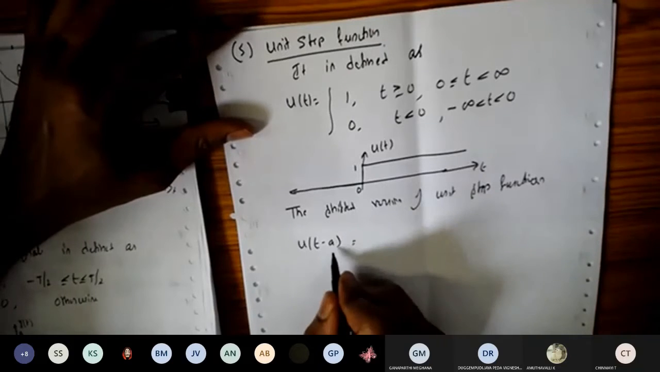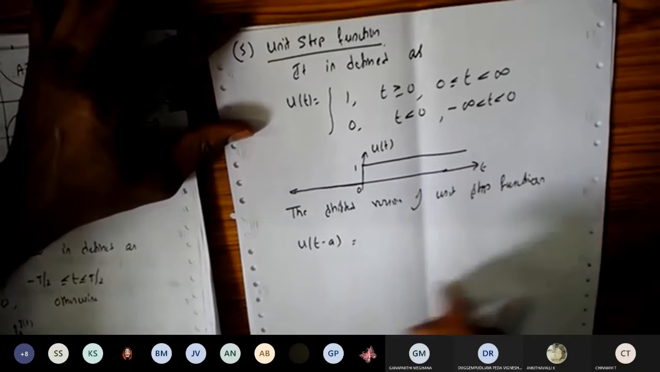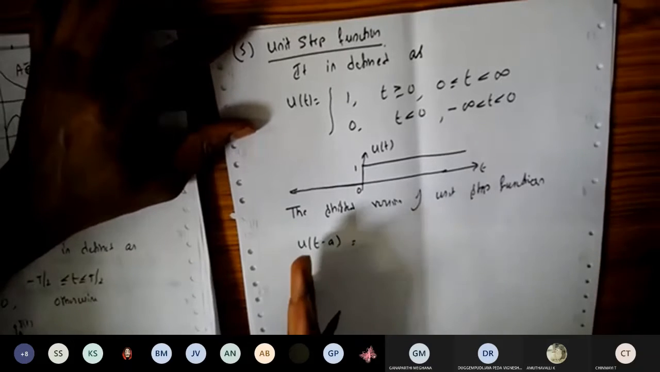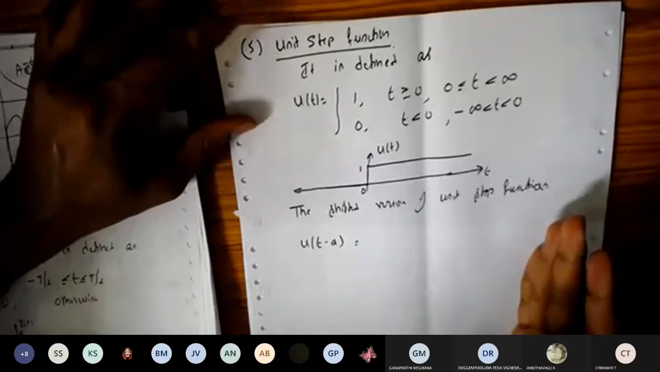For now, remember that u of t minus a means, with the minus sign, you shift towards the right side. If you have plus, you shift towards the left side. Left side is the negative side, and right side is the positive side.